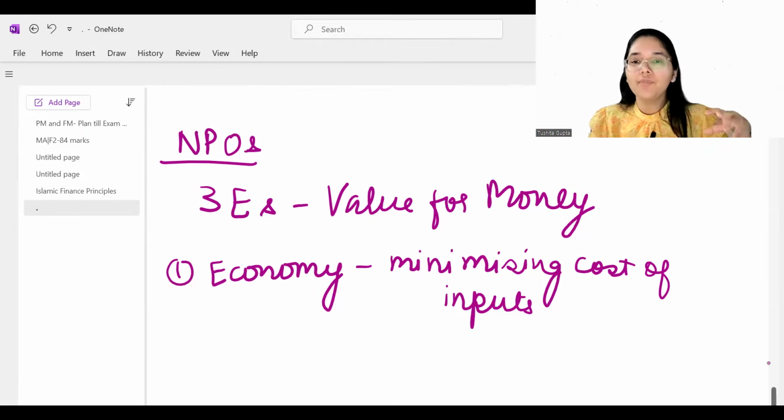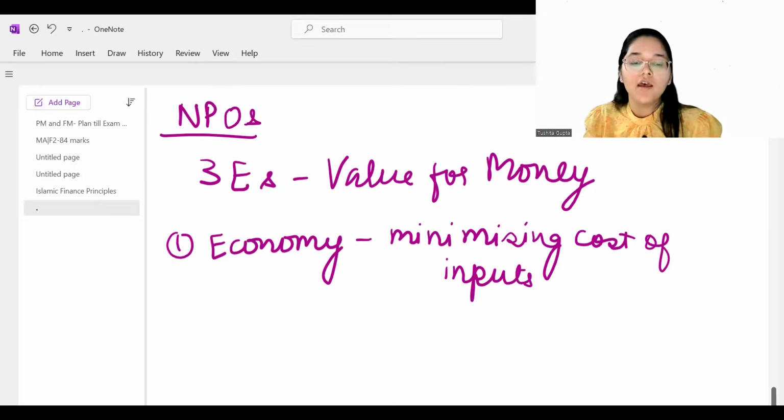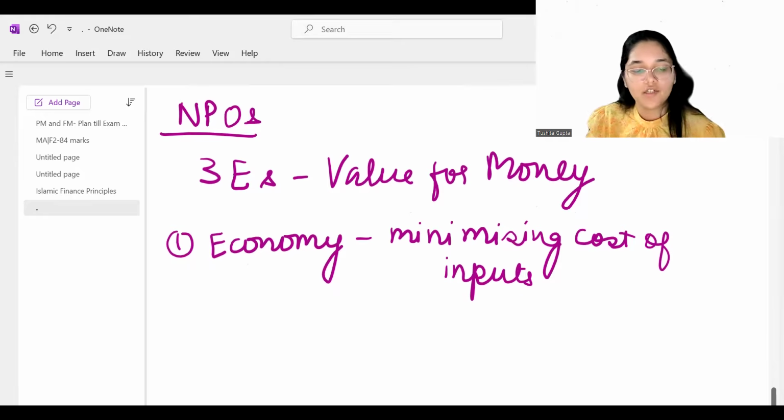So economy would mean I would try to minimize the cost of the inputs that I'm using. So perhaps trying to negotiate discounts with suppliers, stating that we are a charity, we are not running for profits. So this is what economy would be judged as.